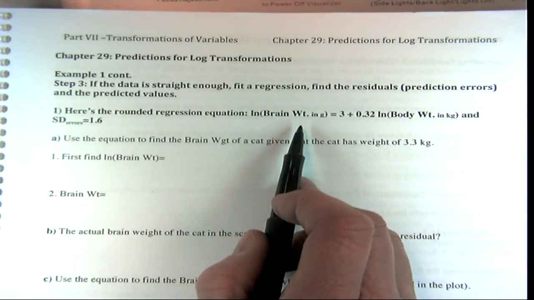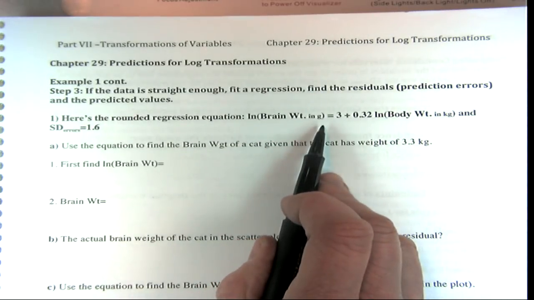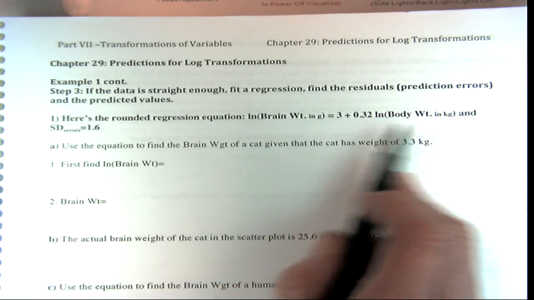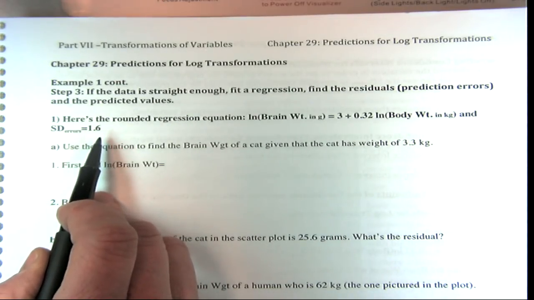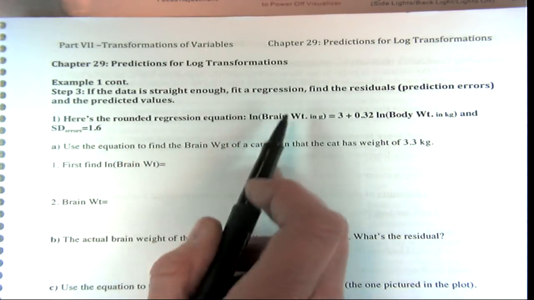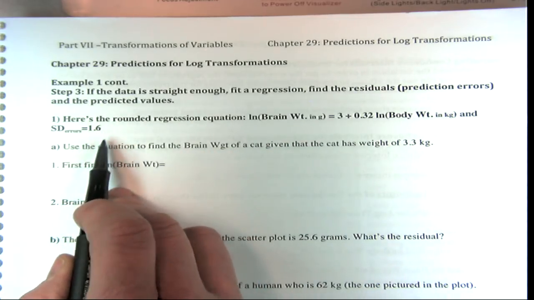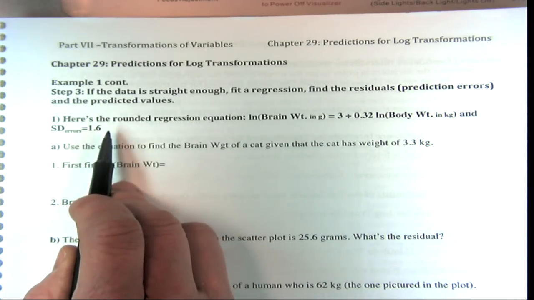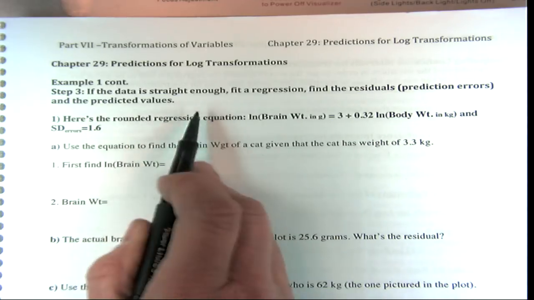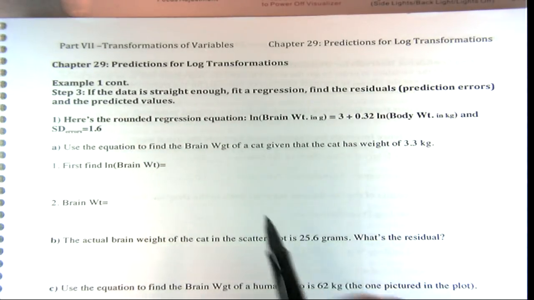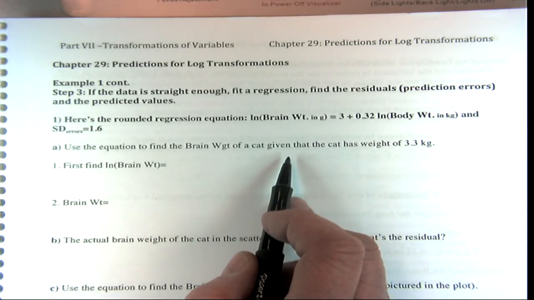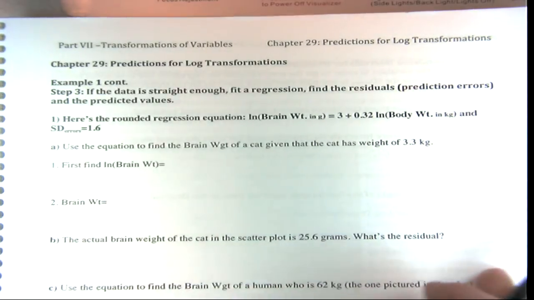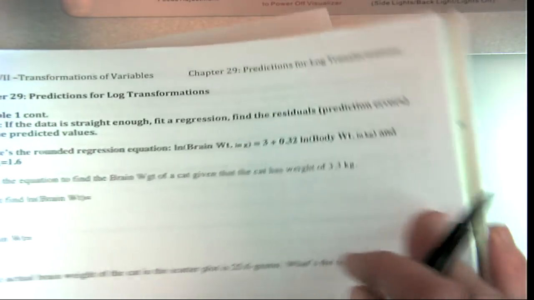Okay, so this is the log of the brain weight in grams, and this is the body weight in kilograms. And the standard deviation of the errors has no units because logs have no units, they're just exponents. And so these are errors in the log equation. All right? So now use the equation to find the brain weight of a cat, given that the cat over here has a weight of about 3.3 kilograms.